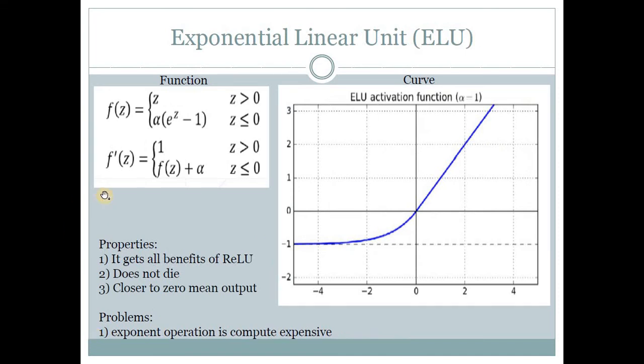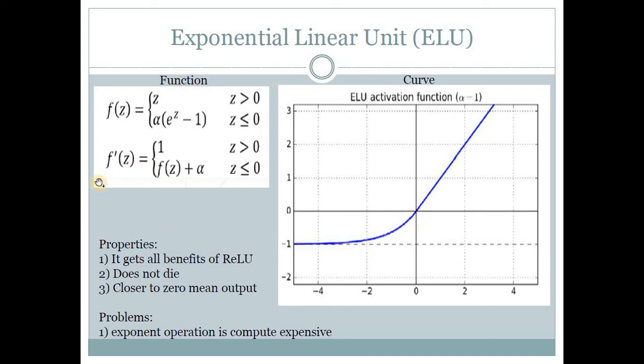Now we will discuss the exponential linear unit or the ELU. It looks like this. F of z is equal to z when z is greater than 0, and alpha times e to the power z minus 1 when z is less than or equal to 0, and this is the curve of this ELU function. As we can see, on the positive side it is just like ReLU, right? But on the negative side it is also giving the output.